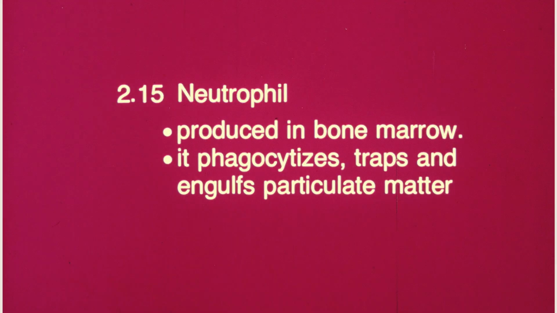The neutrophil is one of the 3 cells produced in the granulocytic series of the bone marrow, and its function is primarily one of phagocytosis, that is, the trapping and engulfing of particulate matter. The small neutrophil functions primarily for the phagocytosis of bacteria.